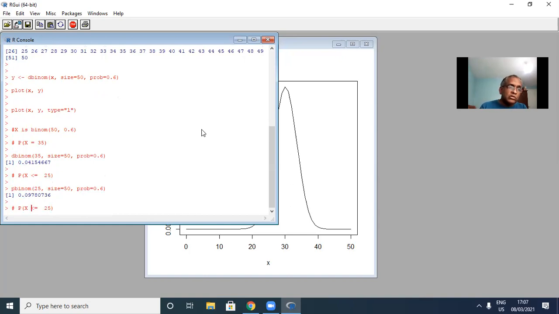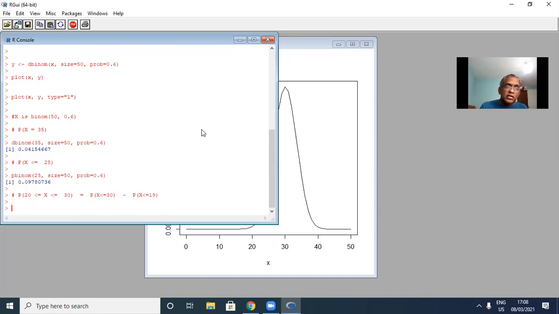Now suppose you want to find the probability that x is between 20 and 30, right? Now this, remember, binomial is a discrete distribution, so it takes only integer values. This you can write as the difference of these two probabilities. That's because, okay, let me explain.